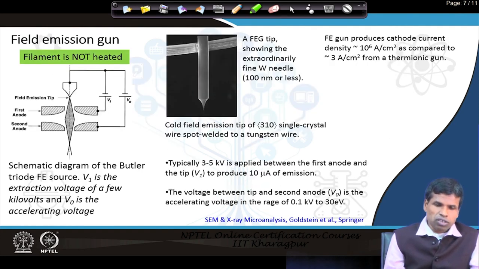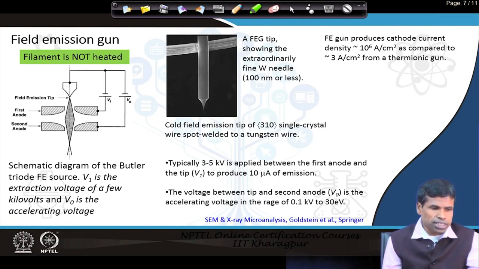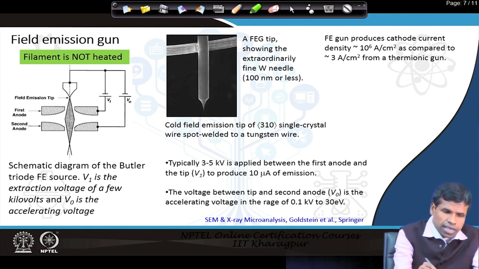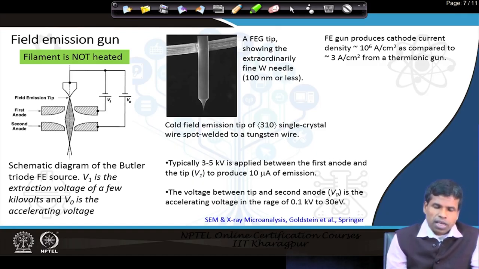Then we have the field emission gun. The important point is that the filament is not heated. When a negative potential is applied to the filament or gun, the electric field is concentrated at the tip. As you remember, I told you that a very sharp tungsten filament is used. The tip is very sharp, so that by applying the field, we can have a much concentrated field at the tip of this filament. When the field at the tip reaches around 10 volt per nanometer, the potential barrier is reduced and becomes so narrow that electrons will tunnel through the potential barrier and be emitted from the cathode.